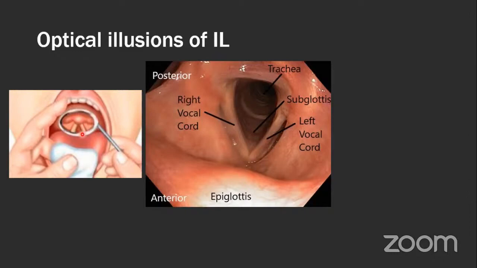And this vocal cord appears to have an outer border. See here, the false cord actually will present as an outer border. And normally, there is no outer border for the vocal cords. So these are the optical illusions of vocal cord.